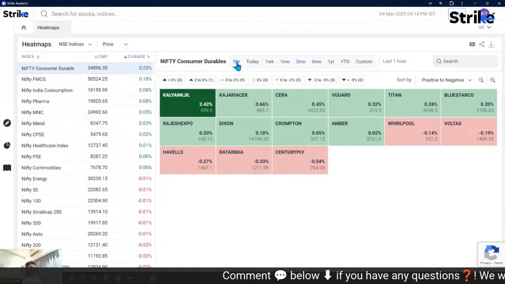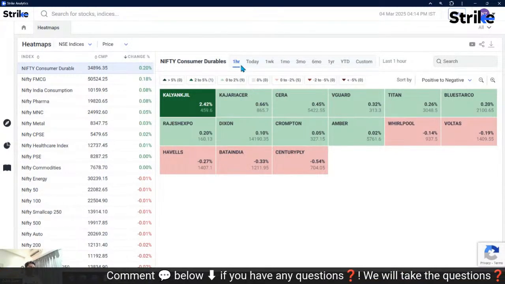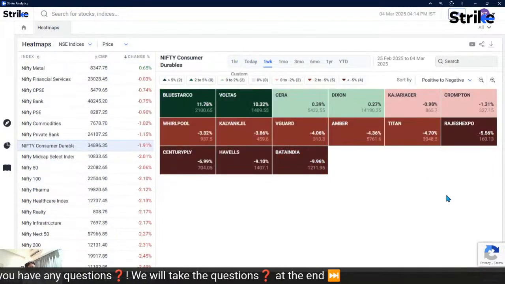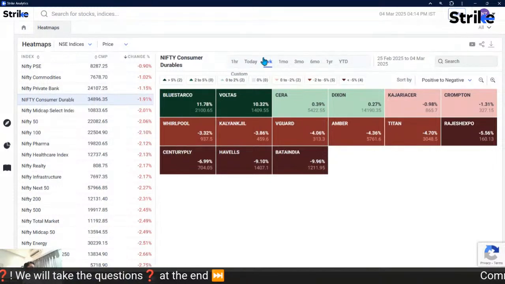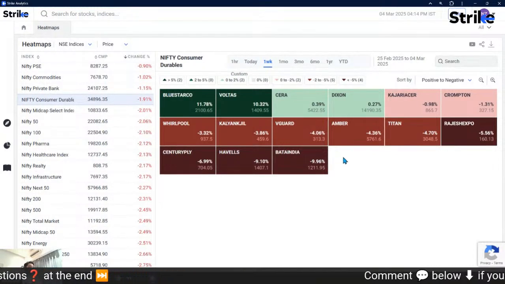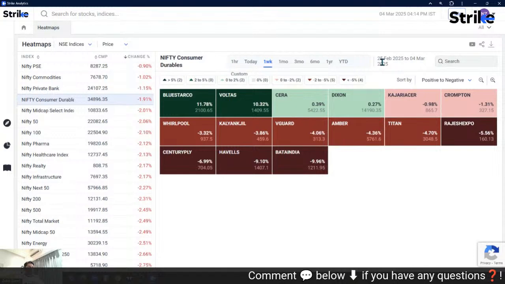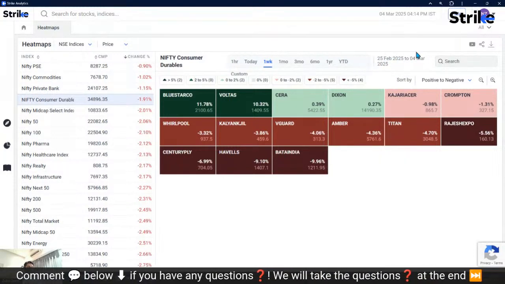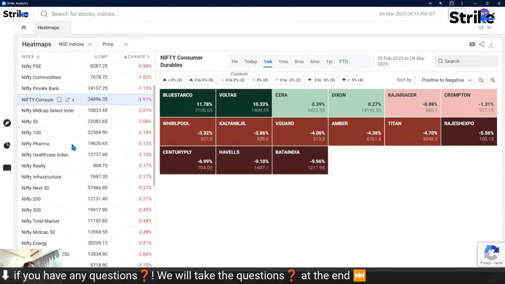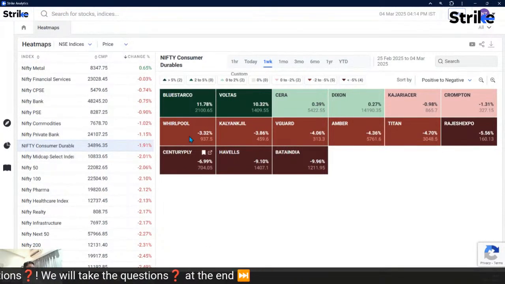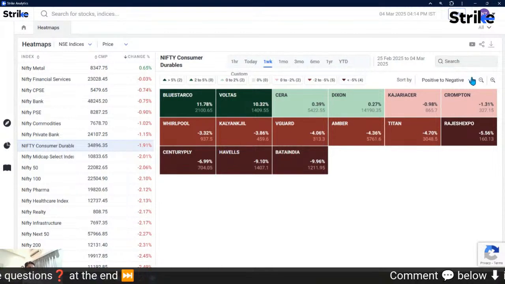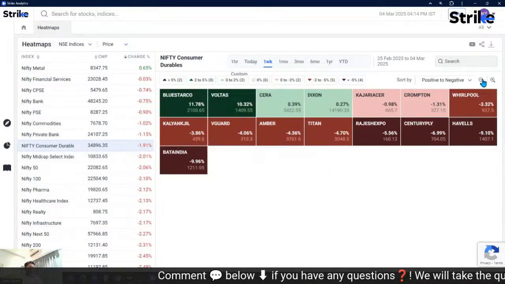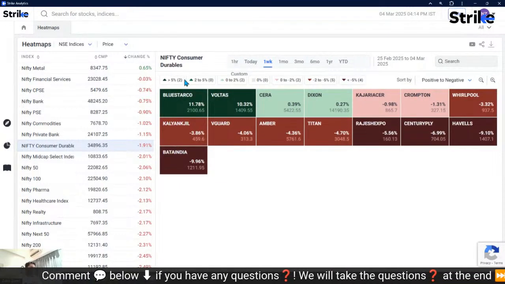You can also see the heat map of the last 1 hour. Today is daily. You can also look at the sectoral heat maps for 1 week. So in the last 1 week, from 25th Feb to today, 4th March, which sectors performed and which did not, and their heat maps will open up over here. You can also sort it from positive to negative or negative to positive, whichever way you wish to look at it. You can zoom out, zoom in, there are various things you can do.